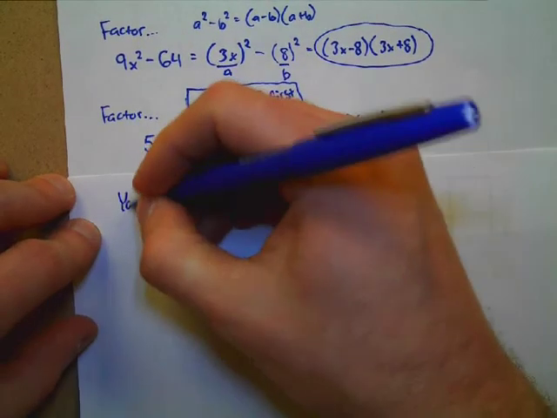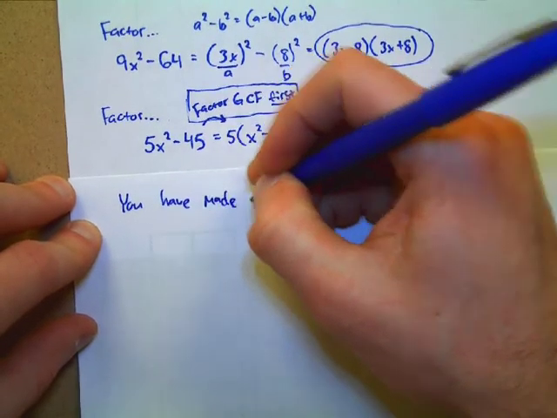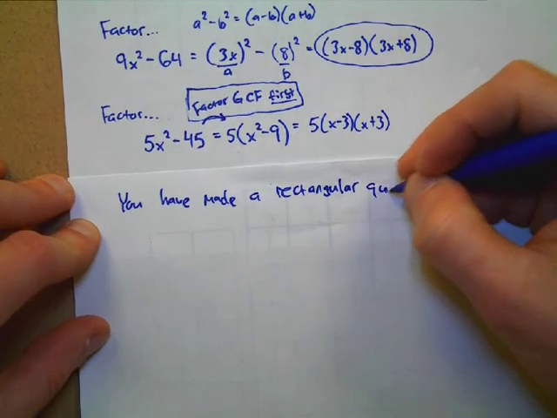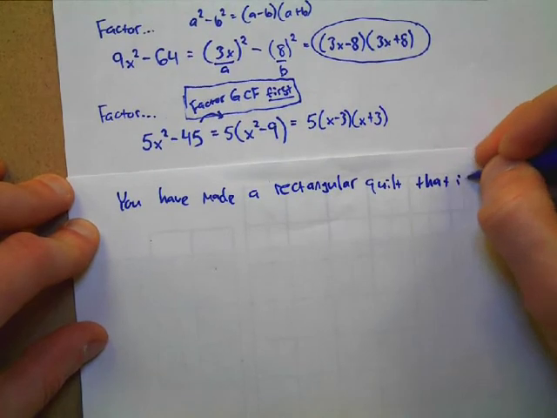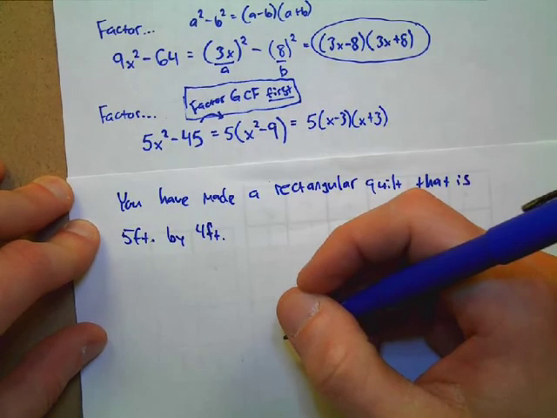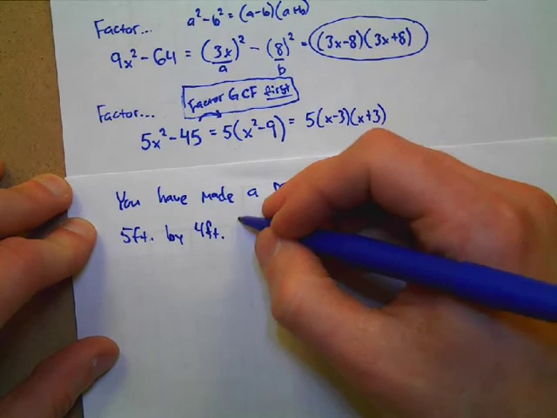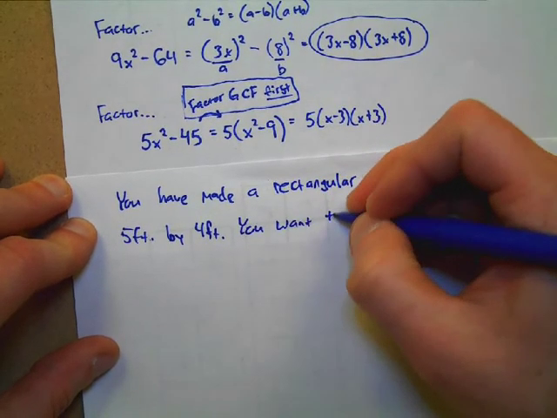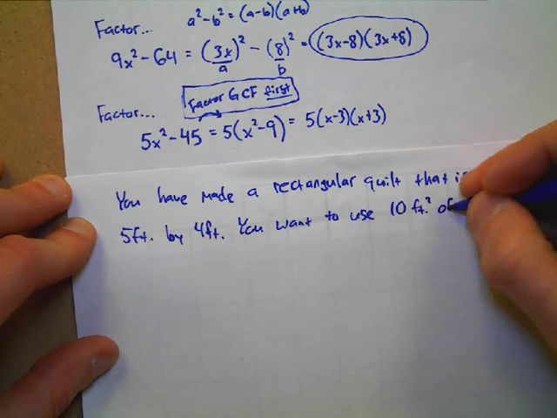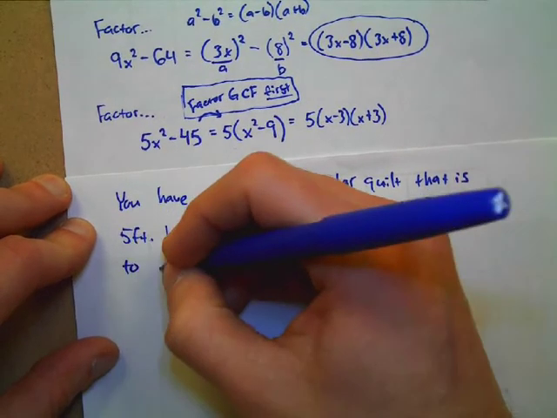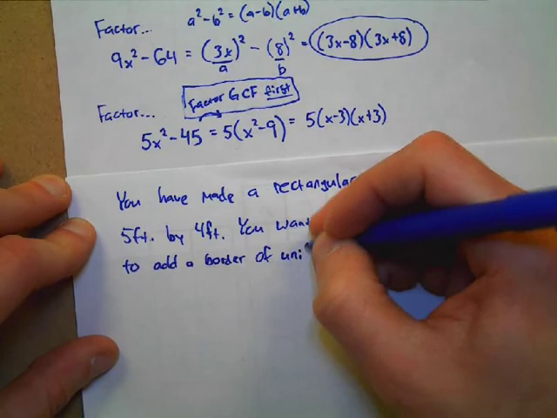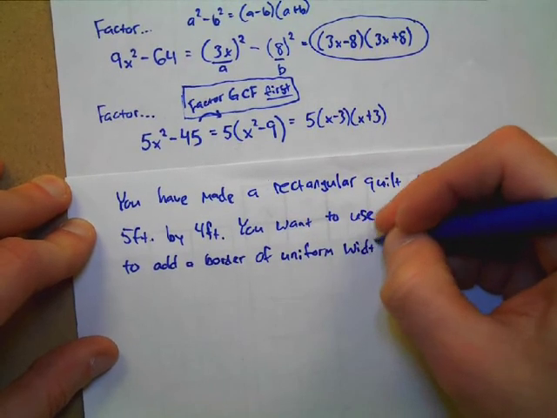You have made a rectangular quilt. Why am I hearing groans? That's great. Well done. That is 5 feet by 4 feet. You want to use 10 square feet of fabric to add a border of uniform width to the quilt.